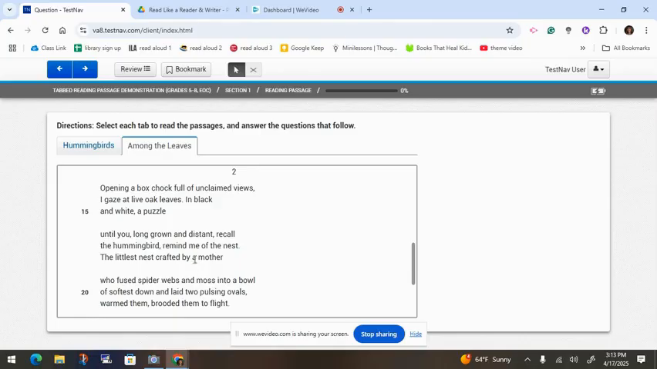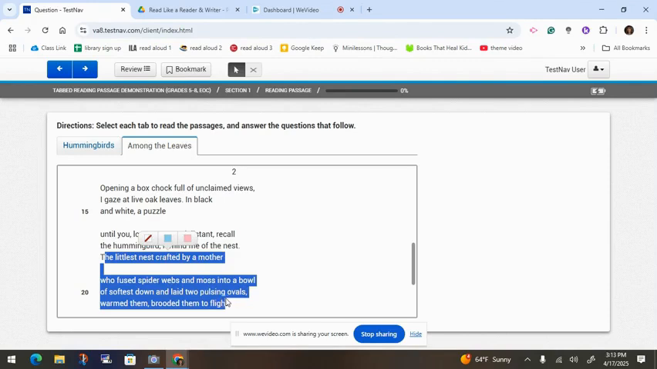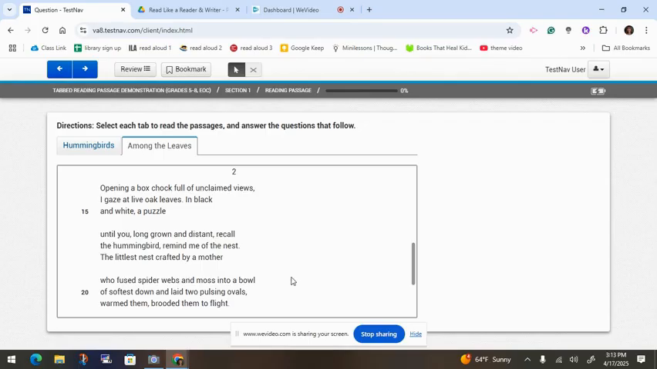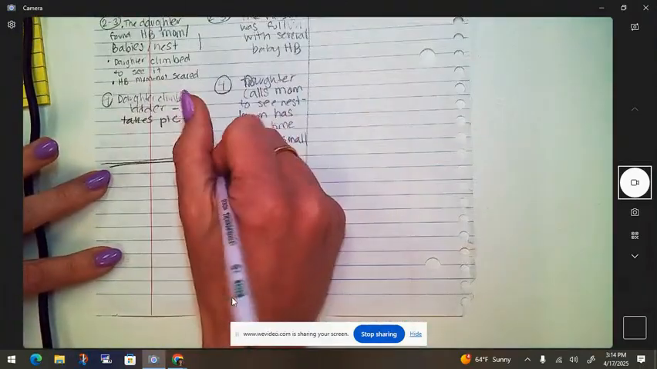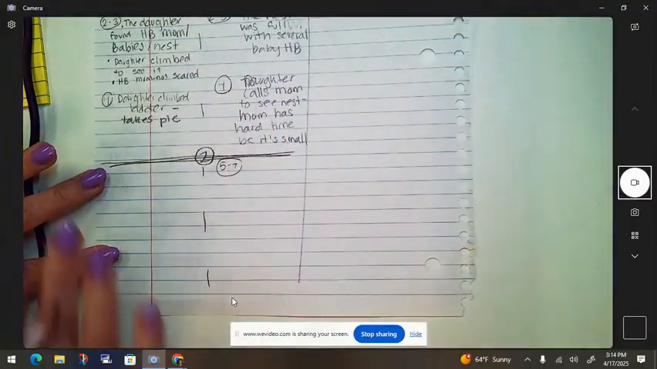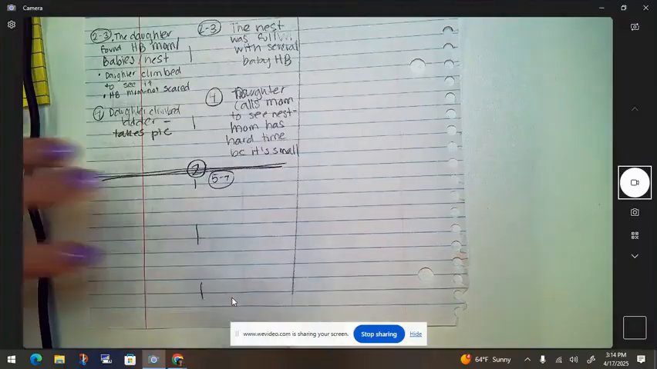I think most of this, honestly, is very under the surface because I had to figure out unclaimed views, was pictures, black and white. There were lots of little clues. And the fact that she's long grown and distant, now the daughter's living away. And then this part right here, I guess we could say that's a little bit more on the surface, just describing the hummingbird and the mom babies, but it also uses a lot of really descriptive language. So over here, I think I'm going to do 5 to 7. Again, not so concerned is it on or under, but just can I break down the meaning?